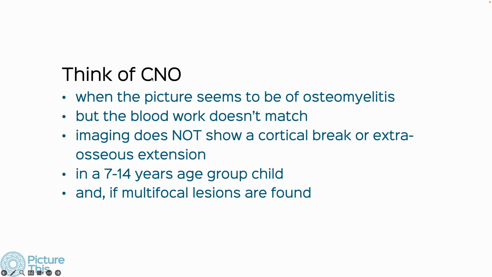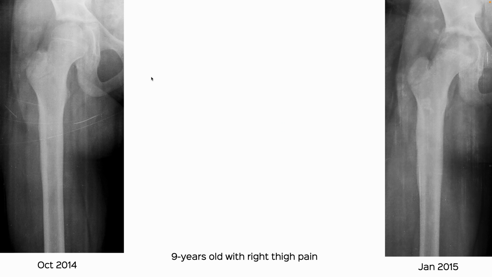And you have to think of CNO when the X-ray and MR picture seems to be of osteomyelitis, but the blood work doesn't match: no leukocytosis, often no fever. Imaging will not show a cortical break or extraosseous extension. There may be multifocal lesions in the 7 to 14 years age group. So you have to have this whole characteristic in mind, and then you can try and make a diagnosis.